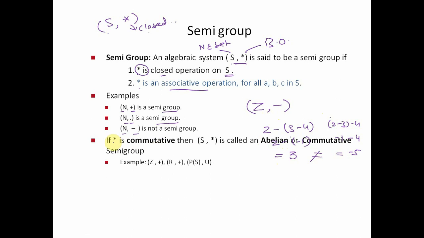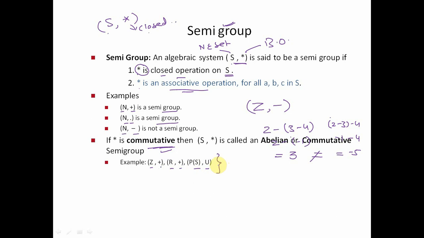If the operation star is commutative, see, commutativity is a very important property. Whatever algebraic structures we'll be studying, commutativity is something very special. So if star is closed and associative, then it makes the algebraic structure a semigroup. But if it satisfies an additional property, that is commutativity, then (S, star) is called an abelian or a commutative semigroup. Some examples are integers with addition, real numbers with addition, and power set with union. These are all examples of abelian or commutative semigroups.